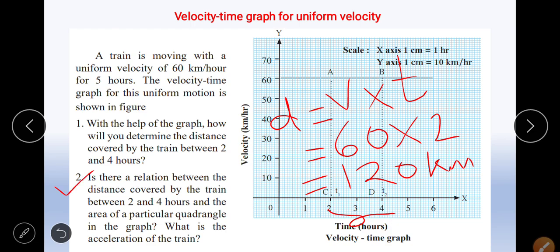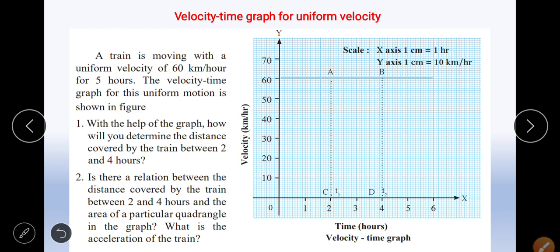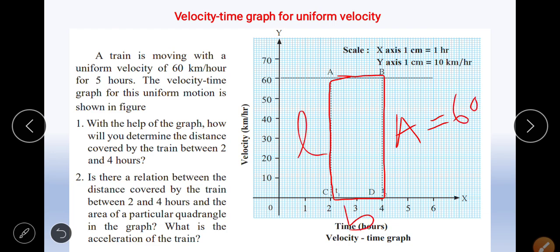The second question is, is there a relation between the distance covered by the train between 2 and 4 hours and the area of a particular quadrangle in the graph? There is a quadrangle here, ABDC. This quadrangle is a rectangle. So we have to relate the distance and the area of the quadrangle. Area of the rectangle is length into breadth. This is length, this is breadth. Length is 60 and breadth is 2. So it comes out to be 120. And the distance we previously calculated was also 120.